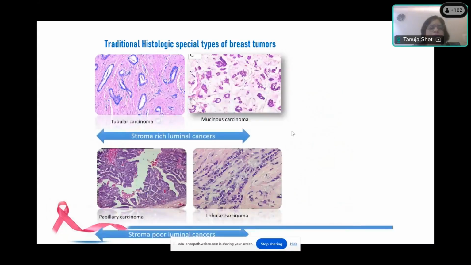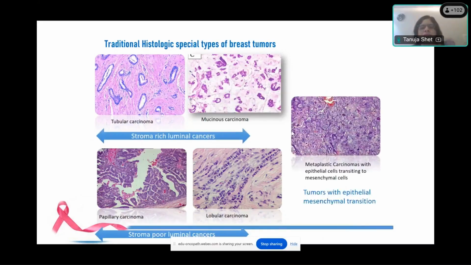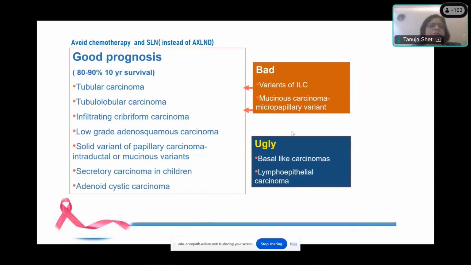So patterns are fine. Sometimes cancer cells are even smarter. They express mesenchymal markers. That's what we call epithelial mesenchymal transition, and that's where metaplastic carcinoma comes in. So what is the importance? You have a good, bad, and ugly. The good prognostic one, we can avoid chemotherapy. We can limit your axillary dissection because axillary dissections cause a lot of morbidity in breast cancer. So we can do a sentinel node and we can totally tell the patient that she's going to survive 10 years.